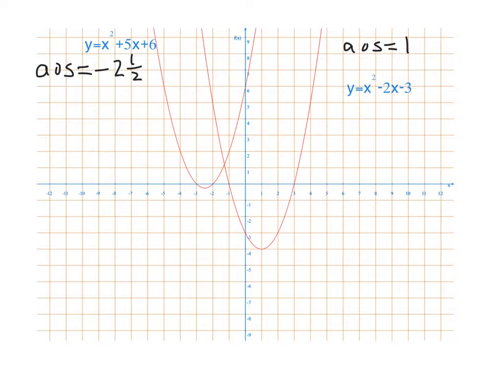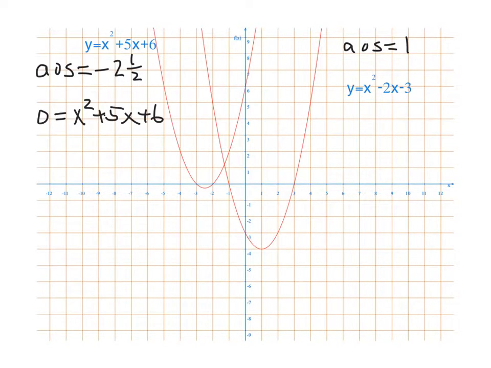The more difficult one to deal with is where the parabola crosses the x-axis, so we're going to deal with that first. We have to recognize that the x-axis has a y value of 0. So when we set y equal to 0, we can rewrite our equation so that 0 equals x squared plus 5x plus 6.